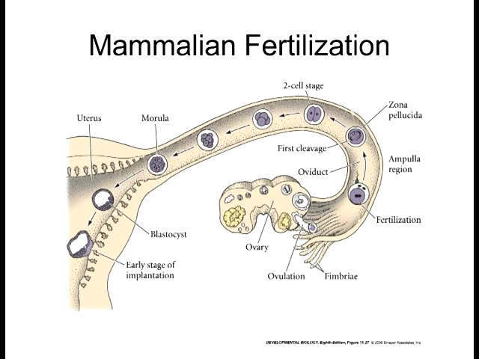And then cleavage begins as it's traveling down the oviduct. In fact, it has to be ready to be implanted into the uterus by the time it reaches the uterus. And so there's a lot of cleavage and gastrulation going on as it's traveling down the oviduct before it's able to be implanted into the uterus.